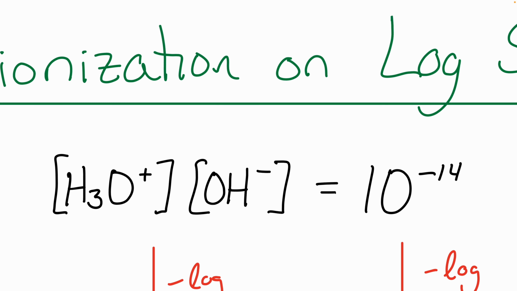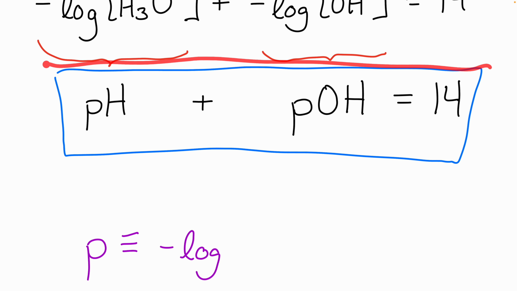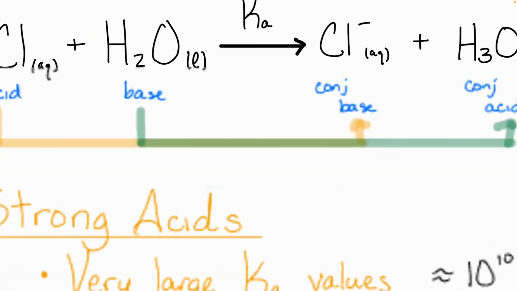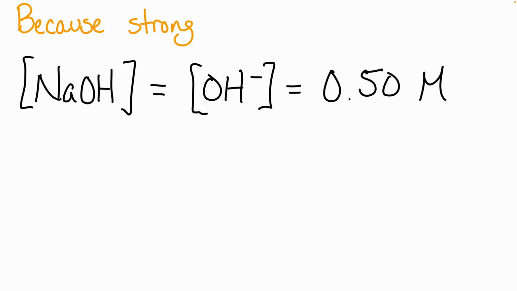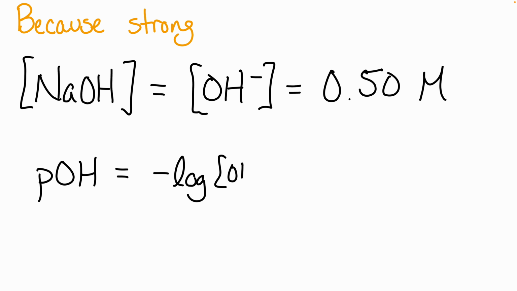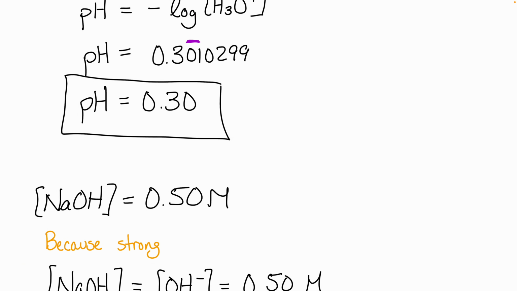All right. We also took that and we put it on a log scale. We practiced with the other one last time, so let's practice with this one here. This tells me that the pH plus the pOH is equal to 14. So what I can do now with my hydroxide ion concentration is calculate that pOH by taking the negative log of the hydroxide ion concentration. And I get that same value we got before because it's that same 0.5 molar.